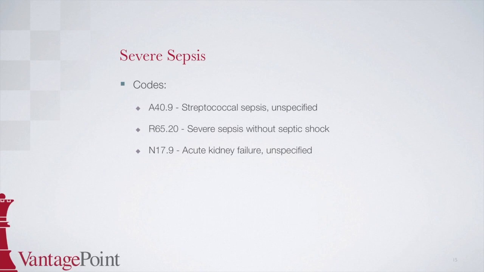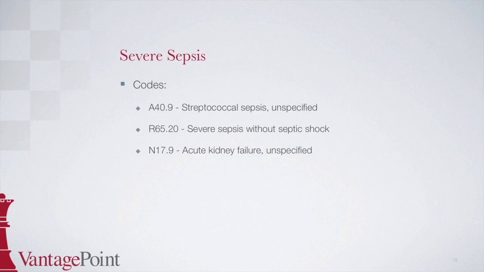R65.20, severe sepsis without septic shock. As documentation stated severe SIRS, I went back to sepsis in the alphabetic index, as we know from the previous slide that the term SIRS indicates sepsis. Under sepsis, I looked for the term severe, and since septic shock was not documented, the correct code is R65.20. I then confirmed this code in the tabular index.